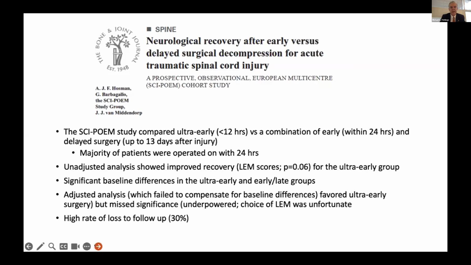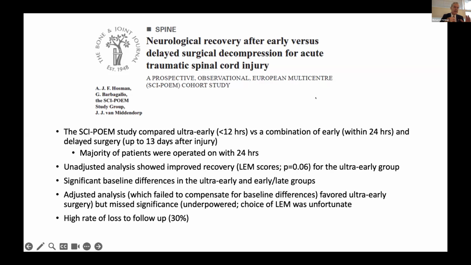Now, importantly, these authors looked at a comparison of ultra early surgery, less than 12 hours, versus later surgical timeframes. But one of the challenges that the authors ran into was that there was a shift in clinical practice that occurred in Europe as well over the course of the study. And the majority of the patients in the delayed group were actually operated on within 24 hours. And so the distinction between ultra early and later was less clear. Now, importantly, on the unadjusted analysis, there was a trend for improved recovery in the ultra early group. It did not meet statistical significance.